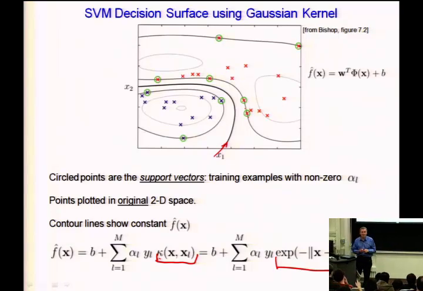What are the two positive points used for, on the upper side? What are these things doing over here? What does the decision surface look like? So these contour lines are contours of equal Wx plus b in the projected space.